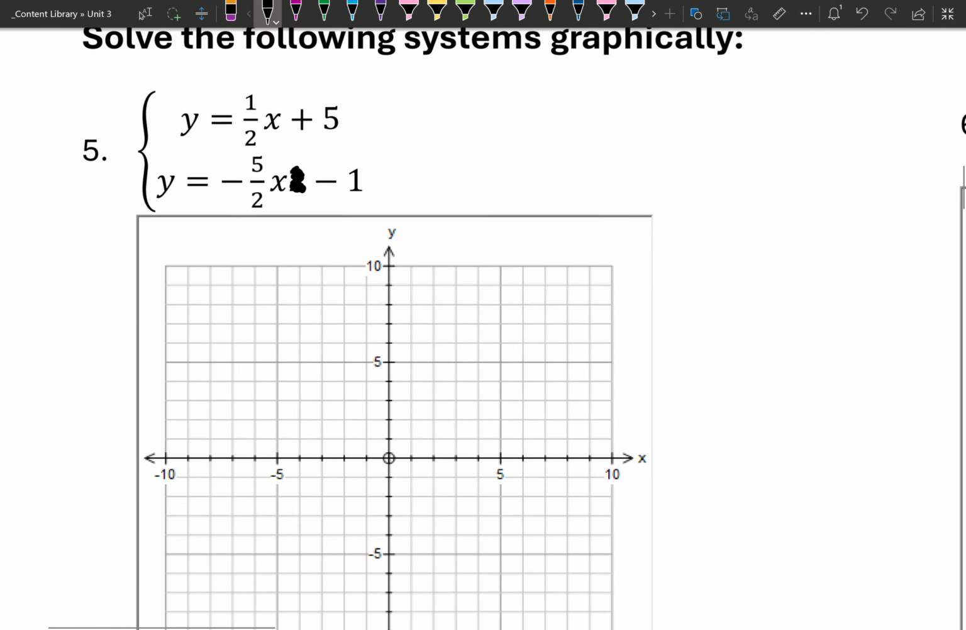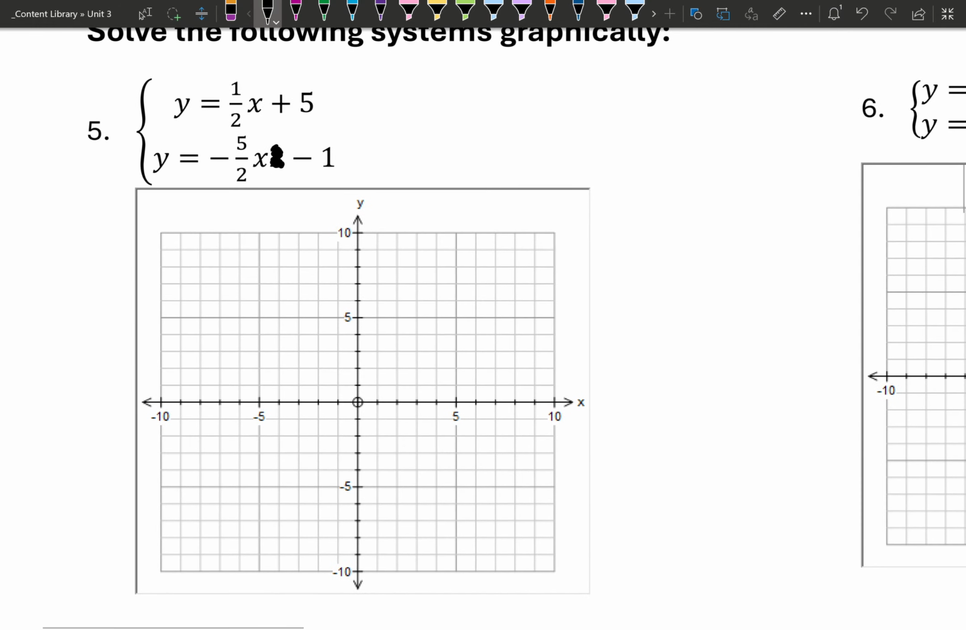All right. Anyways, in number 5 and 6, let's graph these. The first equation I'm going to graph in pink. So it starts at 5. The slope is 1/2, so I'm going to go up 1 to the right 2. And I'm going to keep doing that until I run out of space just to make sure I have an accurate graph.